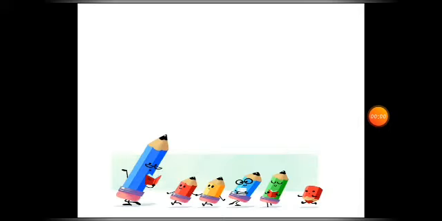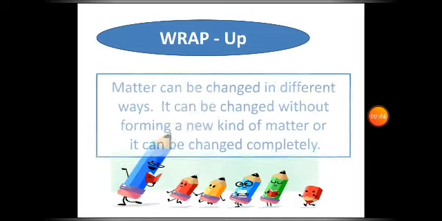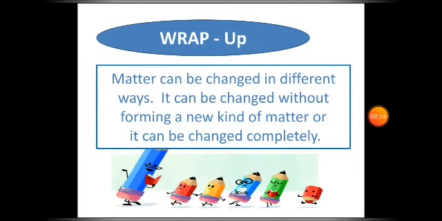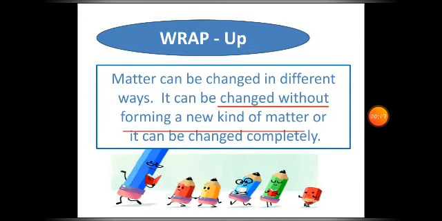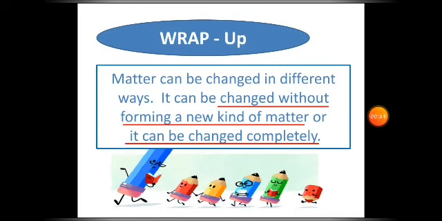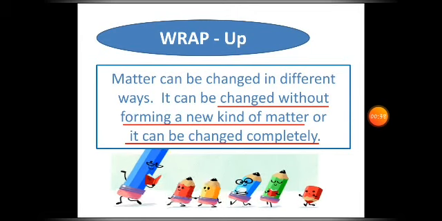We are already done with our lesson for today. And to wrap it up, I want you to read with me these things in the box. Matter can be changed in different ways. It can be changed without forming a new kind of matter, or it can be changed completely. So grade 2, here we say that there are two kinds of changes in matter. First, the physical change, and the other one is the change in matter completely. Hope that you will remember this as we continue with our lesson tomorrow.